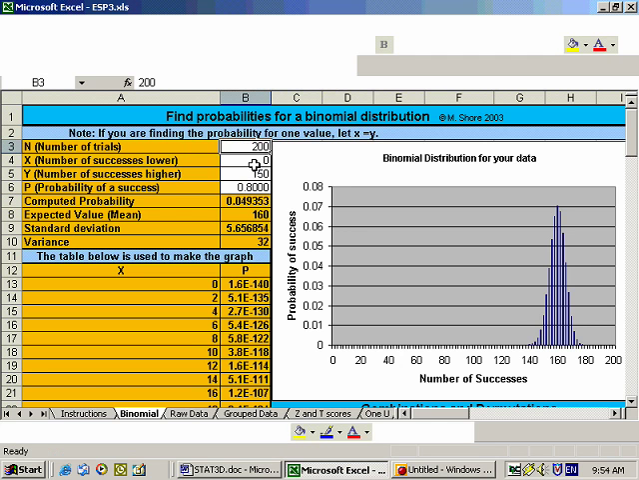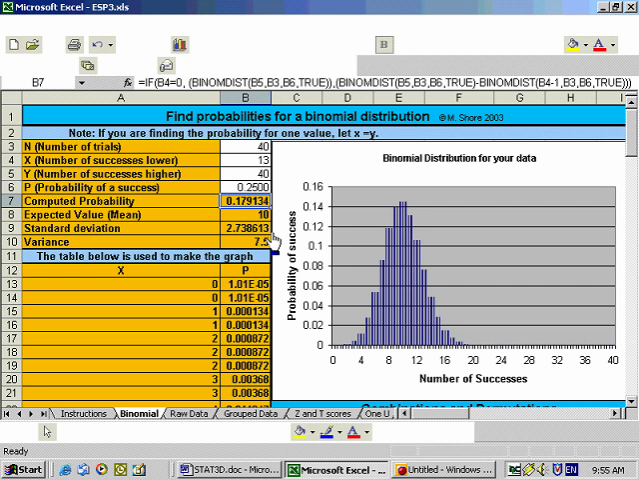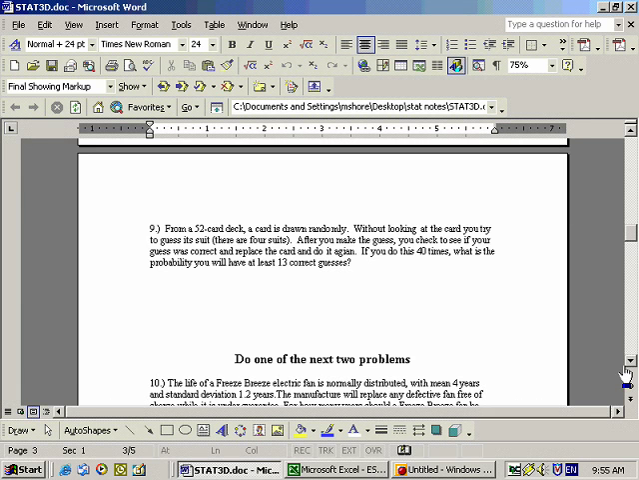So the N is 40. We're doing this 40 times. Our lower number of successes is, I believe it says on this problem, I think it says at least 13. So at least 13 means 13 or more, clear up to 40. And our probability of success was 1 out of 4 or 0.25. And we get our answer here, which is 0.17913.